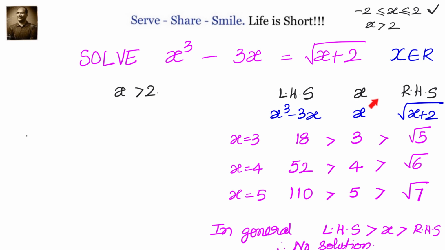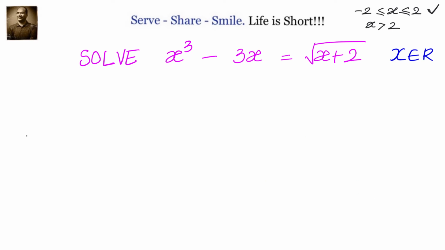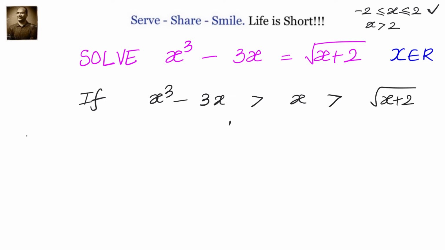Now what happens, can we have a solution for x greater than 2 for this particular equation? Let's look at LHS and RHS. As the value of x keeps increasing, x cubed is greater than x, which is greater than square root of x plus 2. Instead of looking at different values, shall we prove generically that LHS is greater than x and x is greater than RHS? If we can do that, then we can rule out any solution for x greater than 2.